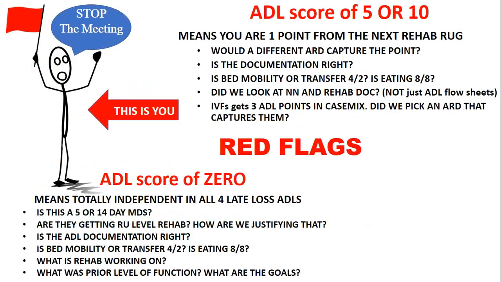So if you see a score of 5 or 10 when you're in your Medicare meeting, stop the meeting, okay? It means you're 1 point from the next rehab RUG. Would a different ARD capture that point? Is the documentation accurate? Is bed mobility or transfers coded as 4-2s? Because that's not really clinically appropriate to be moving somebody total with one person.